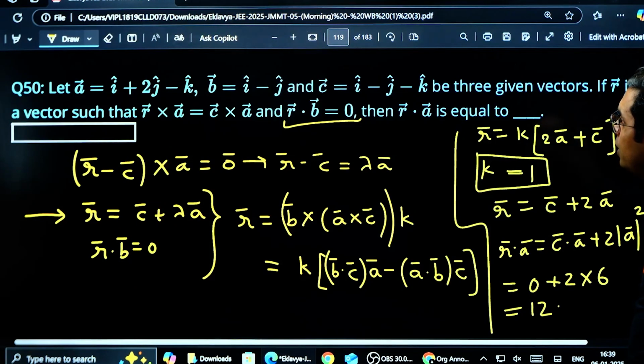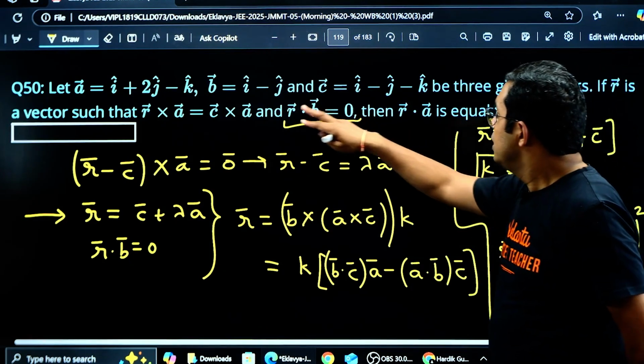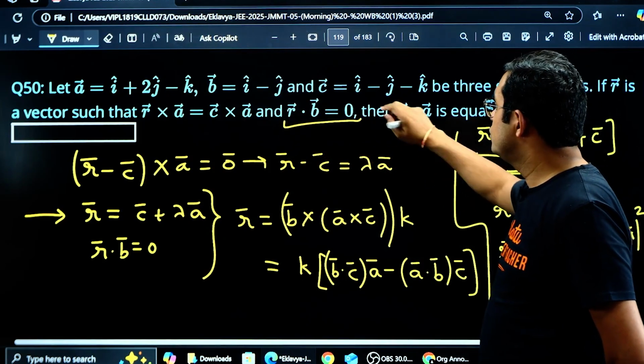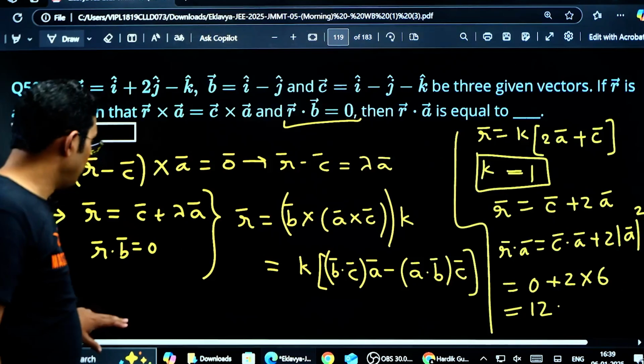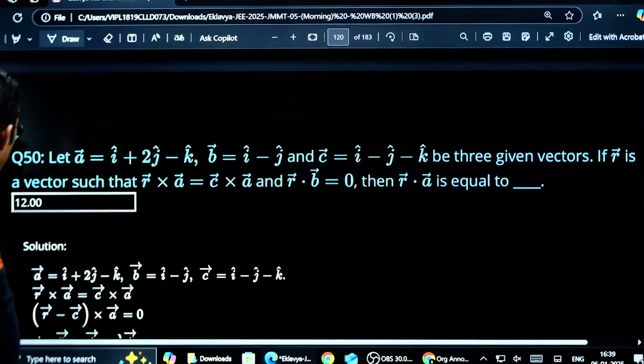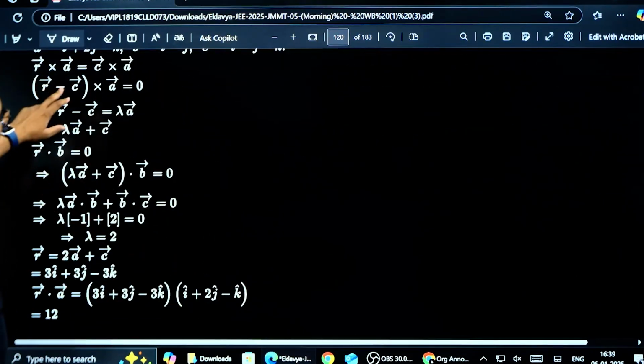a dot c is 0, no? I think I remember some different answer. 1 minus 2. Yeah, correct. Yeah, the answer is 12 only. I don't know why I got confused.